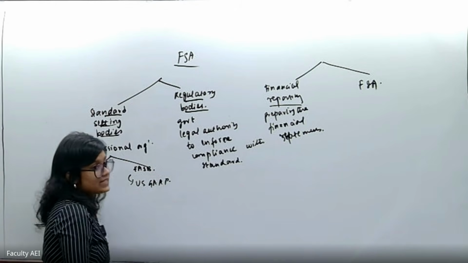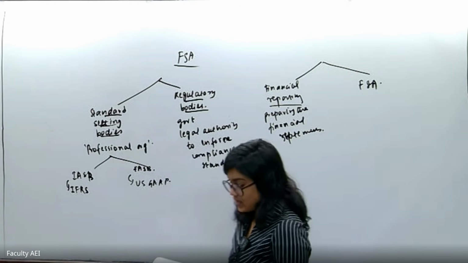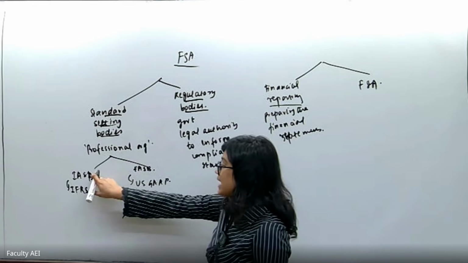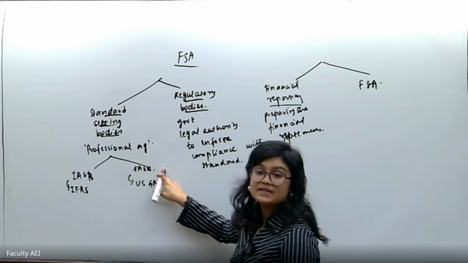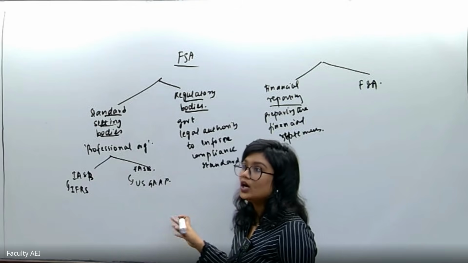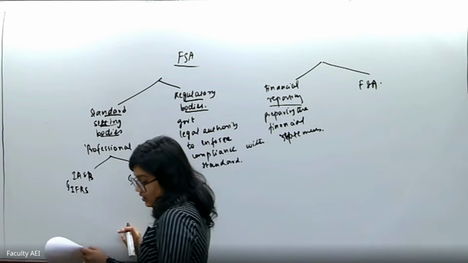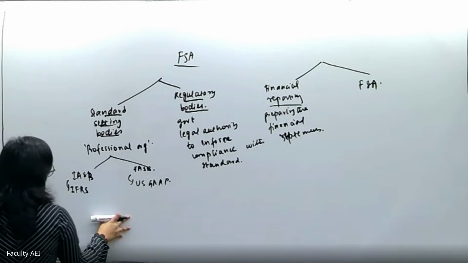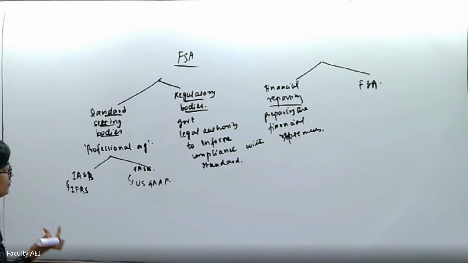United States Generally Accepted Accounting Principles. So IASB is the standard setting body. FASB is the standard setting body. IFRS and US GAAP are the two standards which they have set up respectively.